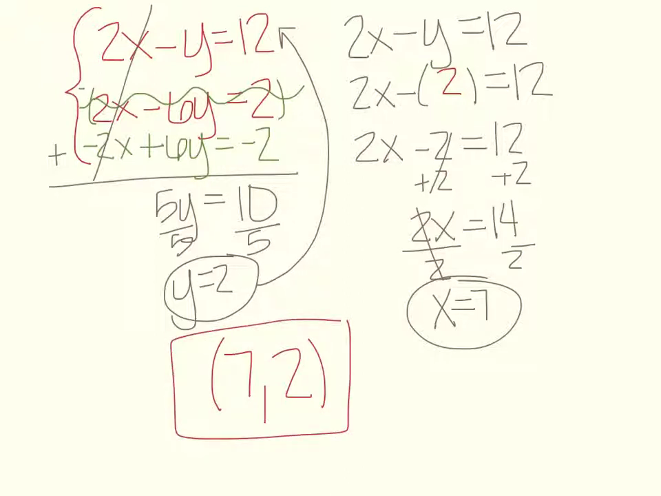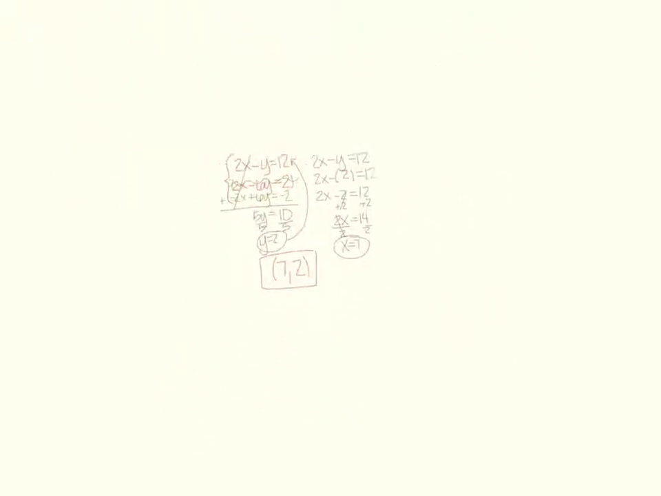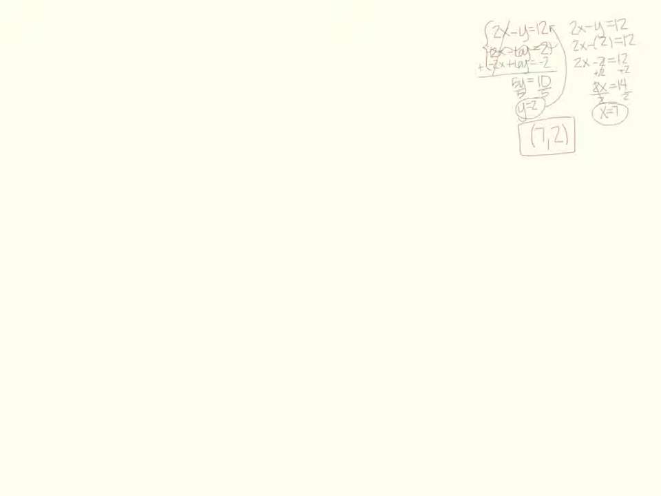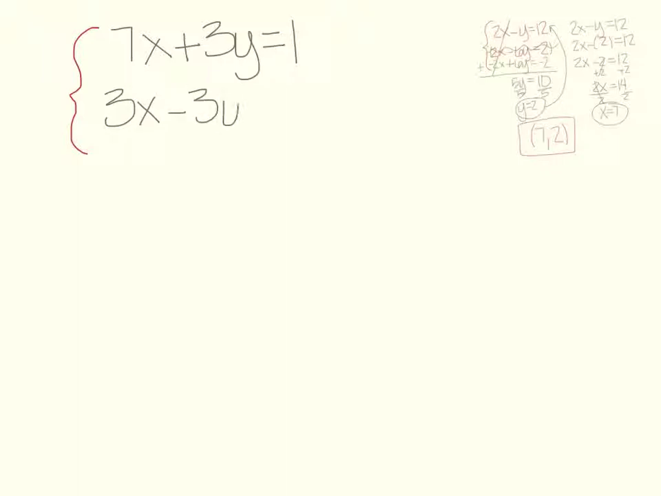Nice, right? Okay, let's do another one of these. So the whole idea is that we need a positive and a negative of the exact same term. So let's look at another system. In this case, we have 7x plus 3y equals 1, and 3x minus 3y equals negative 21.